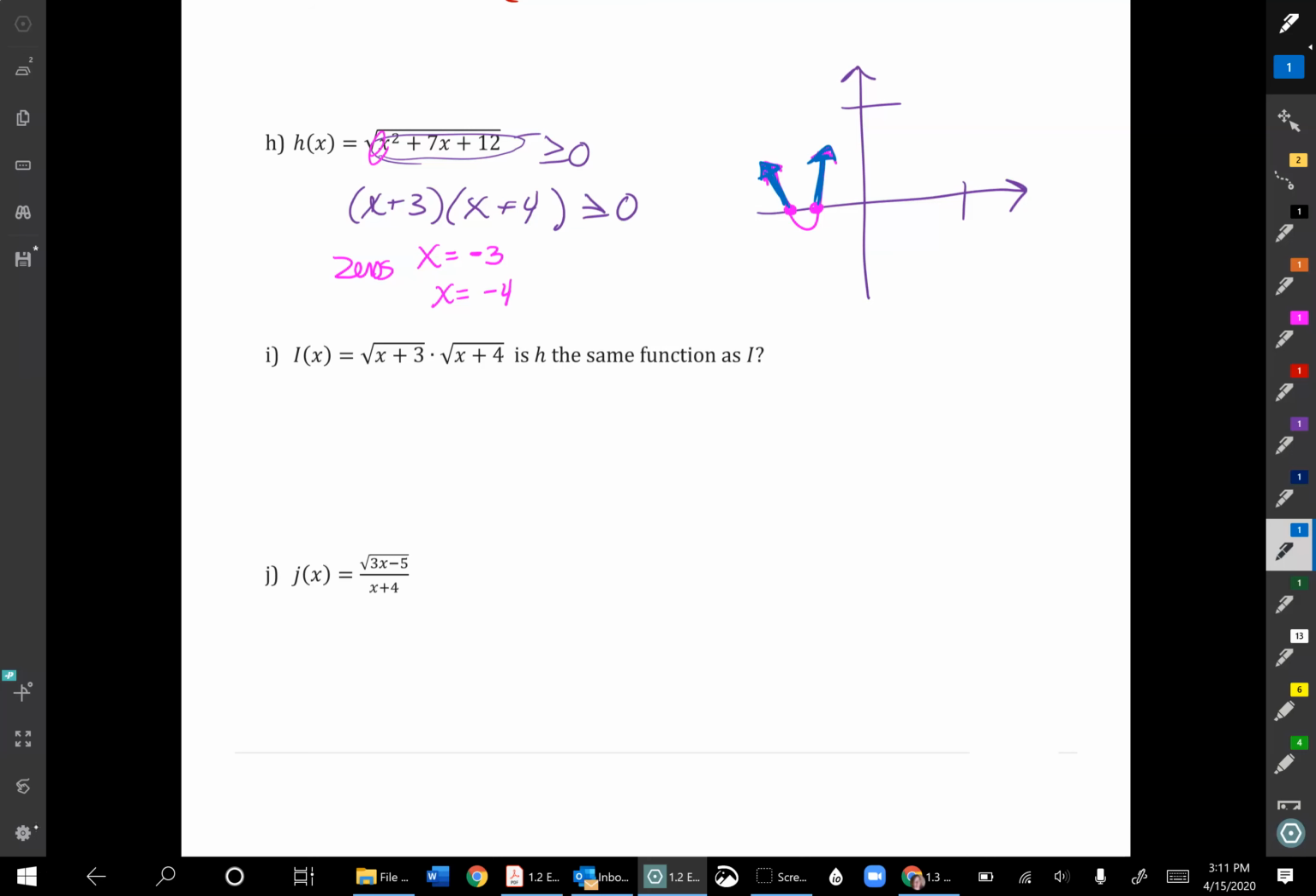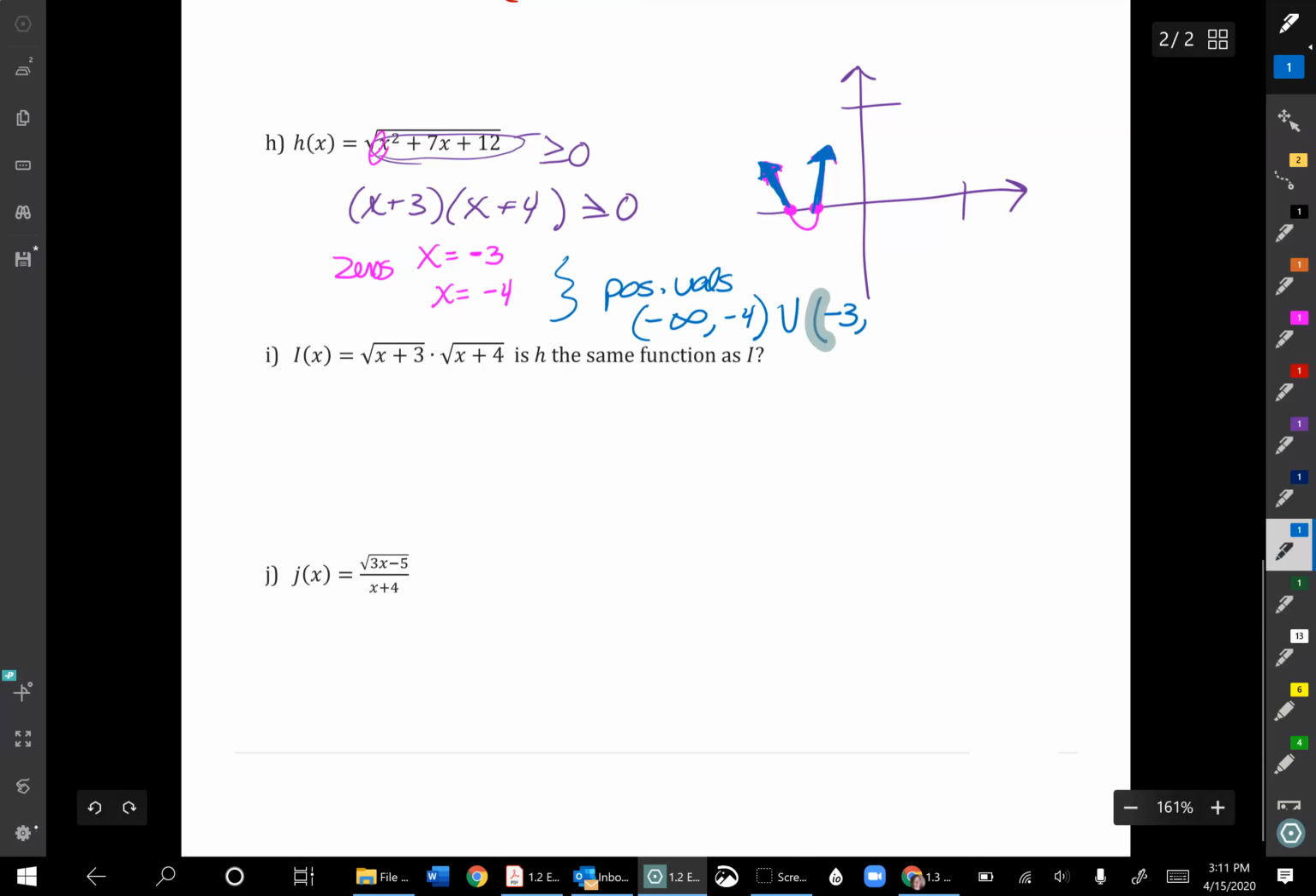So from anywhere from the negative 4, I have positive values when it's between negative infinity to negative 4, okay, for this chunk. And then, or if I have a positive here, it will be at negative 3 up to, oh, and I can include those. I should write brackets there, make brackets.